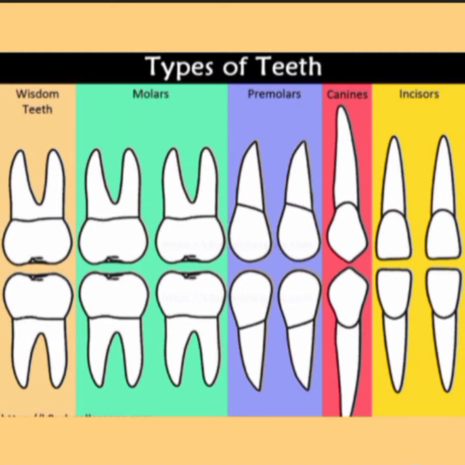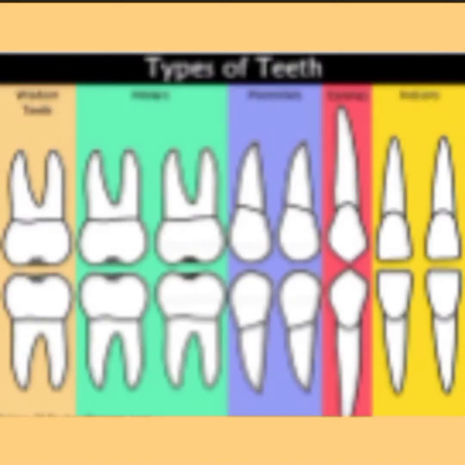Different shapes of teeth are also there. You can see the wisdom teeth, molar teeth shape, premolar teeth shape, and canines, which have very sharp edges to tear things, and incisors to cut it. They are somewhat flat. You can see the diagrams showing this very clearly.